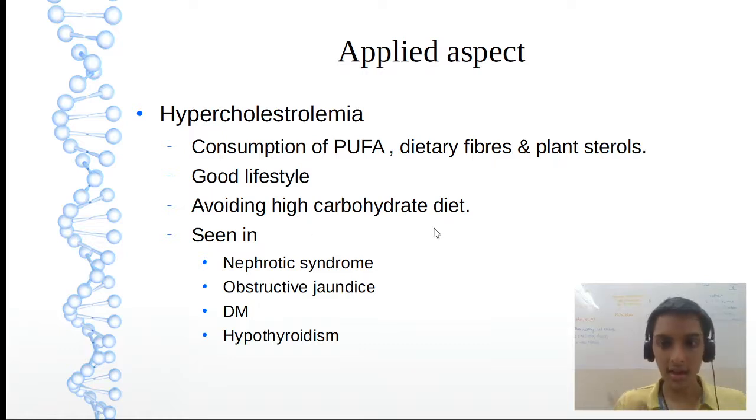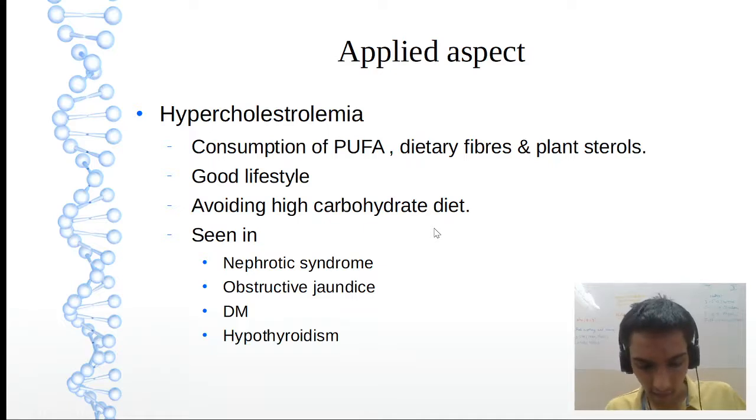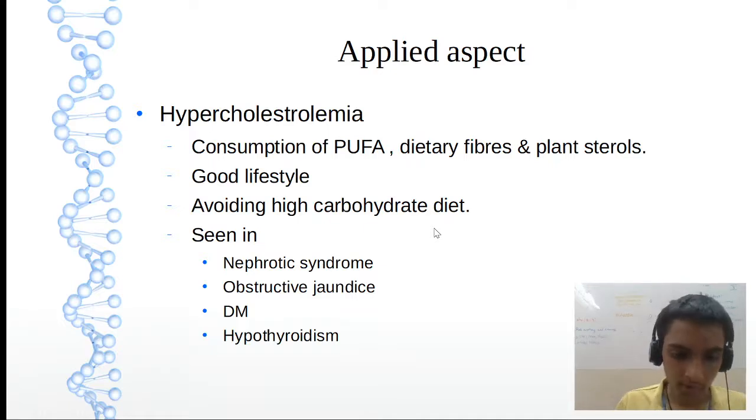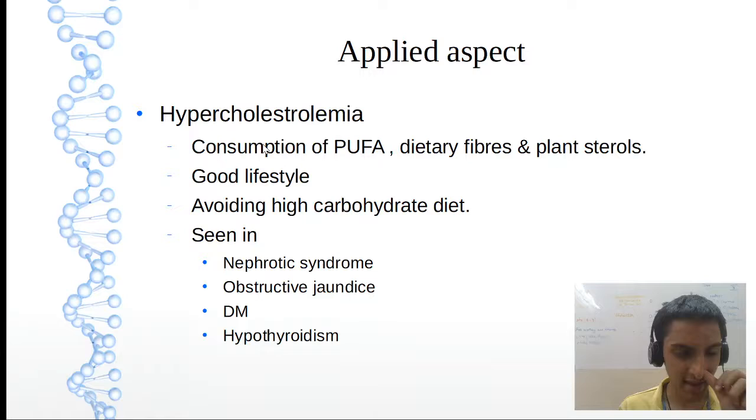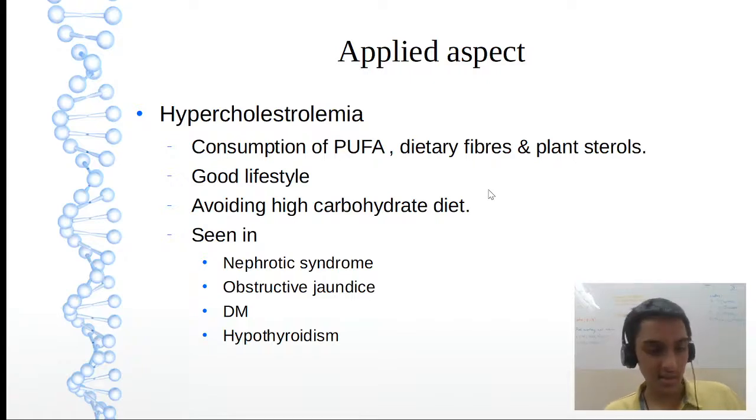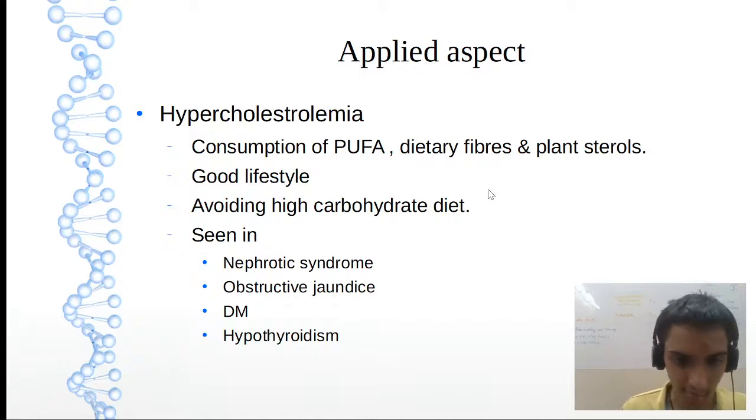Good lifestyle like exercising every day, having a good balanced diet, like we were taught from childhood: carbohydrate, protein, vitamins, fats equally. It should not be a diet rich totally in carbohydrates. So we need to follow a good lifestyle, exercise regularly, eat properly, and consume PUFA, dietary fibers and plant sterols. PUFA is polyunsaturated fatty acids. You can give 2-3 examples like arachidonic acid, oleic acid, etc.